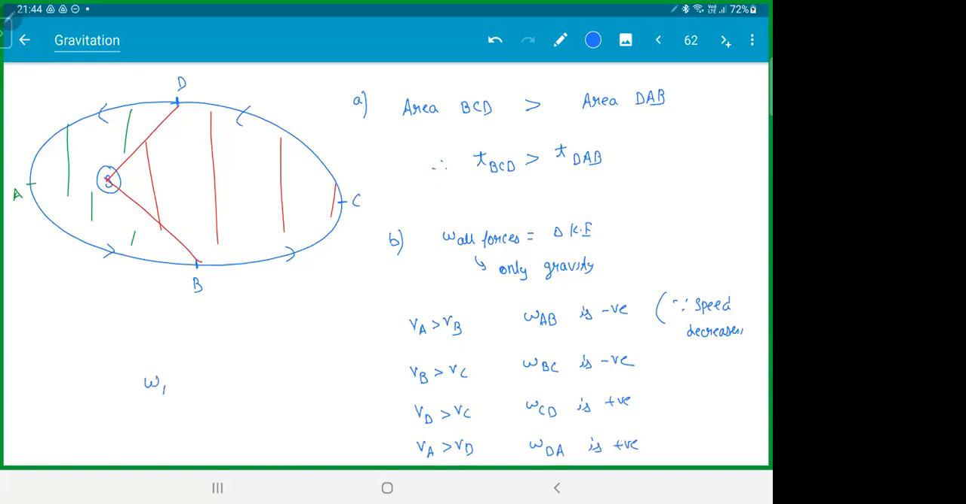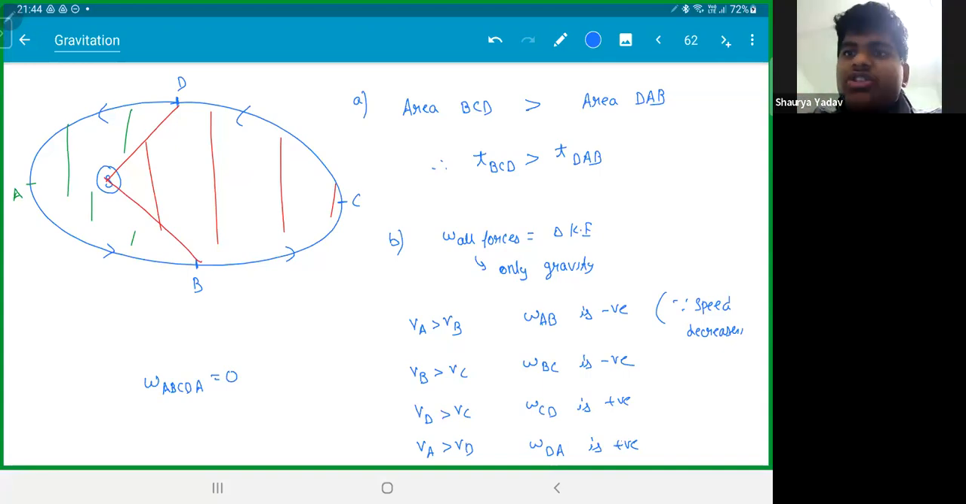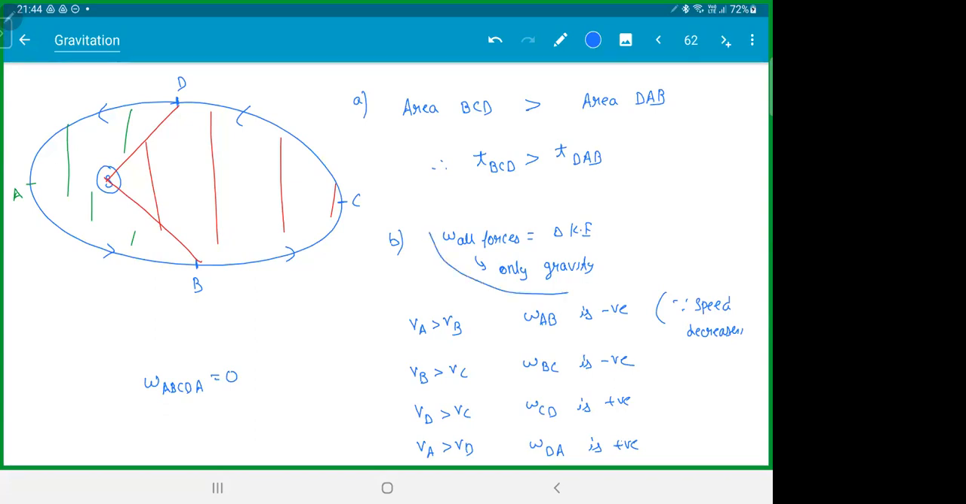If someone asks you work done in the full cycle, A, B, C, D, A, it is 0. Conservative force, work done in a closed path is 0. But we won't take gravitational potential energy between satellite and sun. Work done by gravity is only potential energy. Potential energy and work done by gravity are not different. If you use potential energy, don't talk about work done by gravity. Is this clear, everyone?